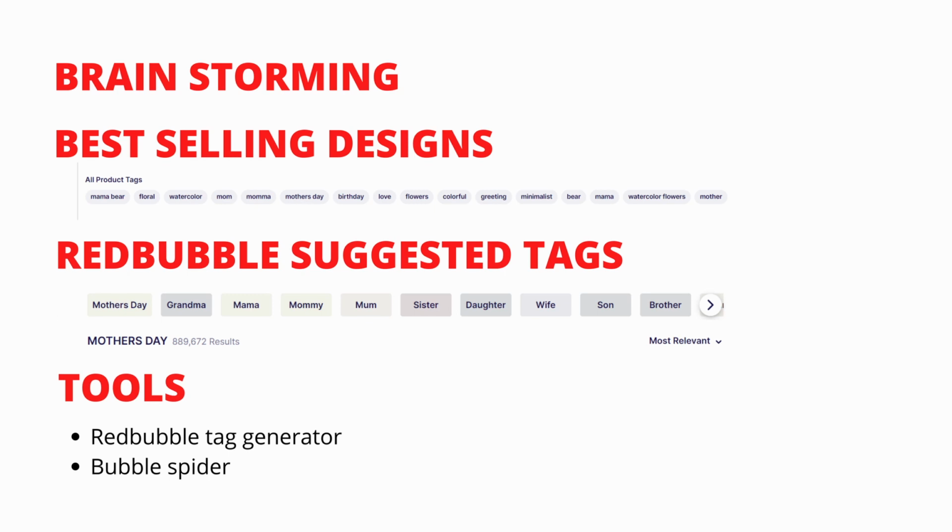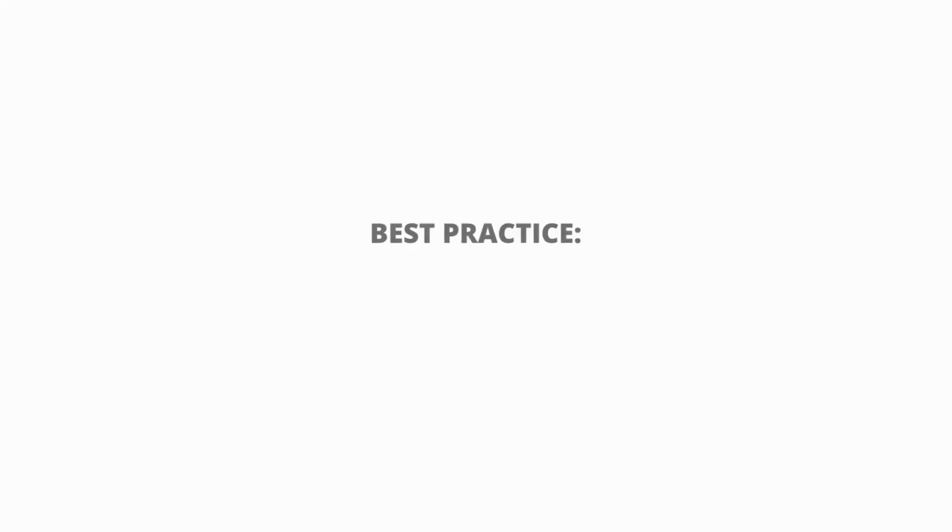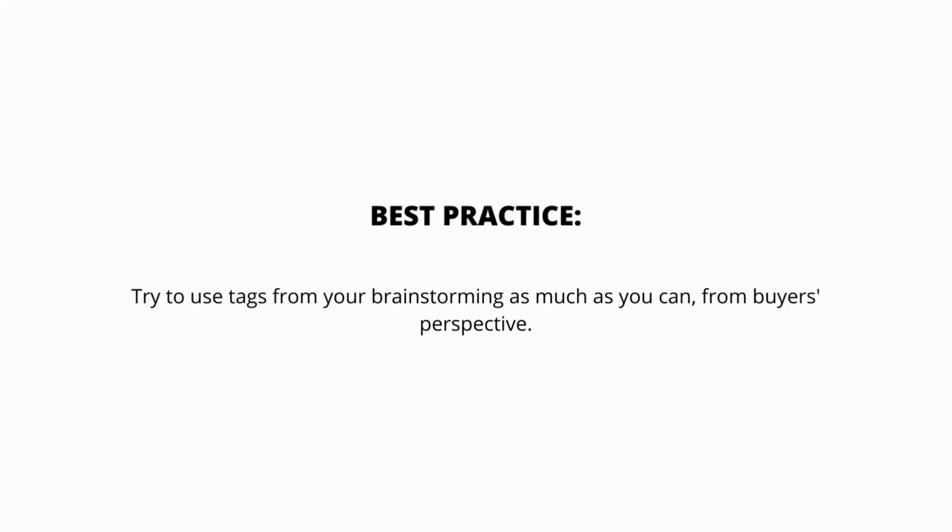So what's the solution for this? Yes, there's a solution. Use as few tags as you can from those sources and use most of the tags from your own brain. Just put yourself in customers' shoes and try to figure out how they may search for a particular type of design. You can take help for that from the Google search bar, from suggested search results.